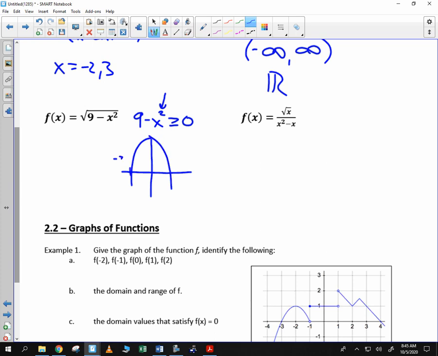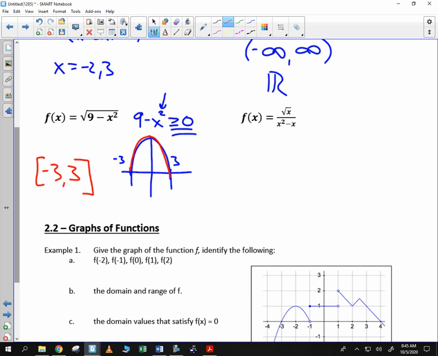9 minus x squared is a parabola that goes upside down. It crosses at negative 3 and at positive 3. Where is it greater than or equal to 0? Wherever it's above the x-axis. Well, it's above the x-axis right here. So therefore, the domain is negative 3 to positive 3.